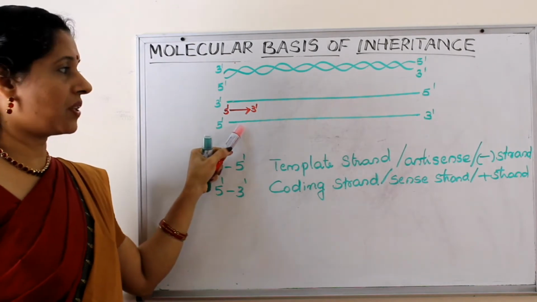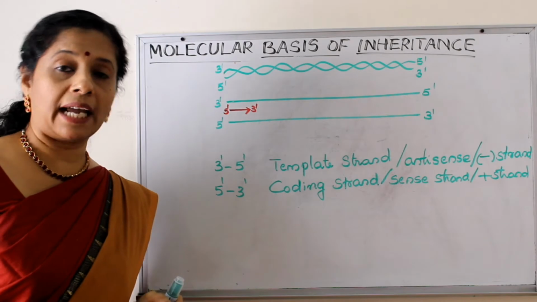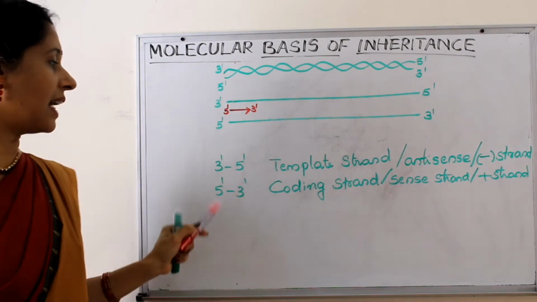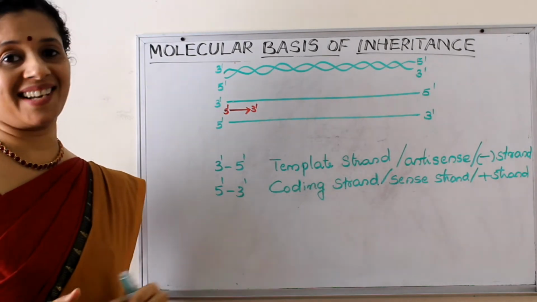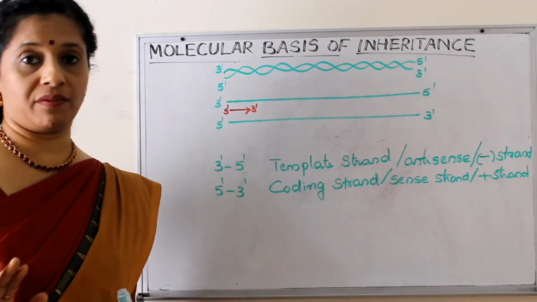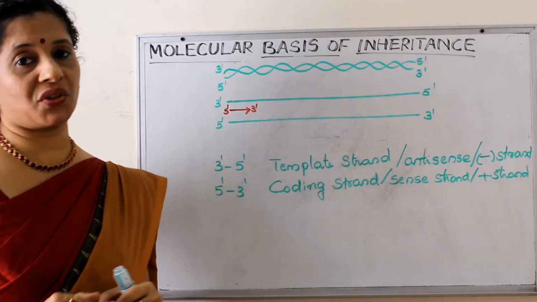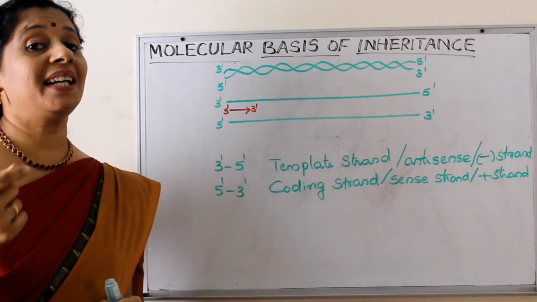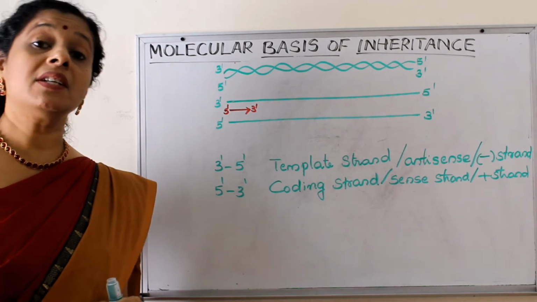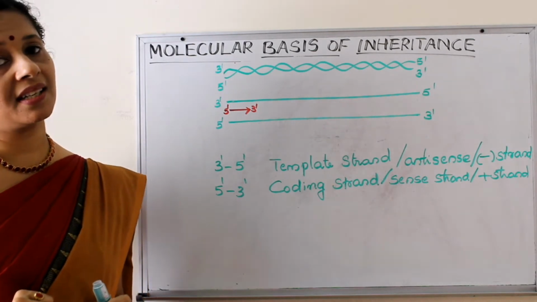Now what is the role of the other strand? It does not code for anything, right? But still it has a name, coding strand. It's actually misleading. The coding strand does not code for anything, or it is otherwise called the sense strand or plus strand. Now naturally a question comes: if it is not coding for anything, why should we call it a coding strand?